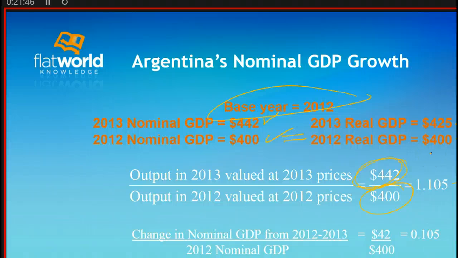Other way to do it is to say what was the change in nominal GDP from 2012 to 2013? Well, it was $42. The change divided by the original GDP is going to get me 0.105. If I move that decimal place to the right 2 places, I still get 10.5%. That's my nominal GDP growth.